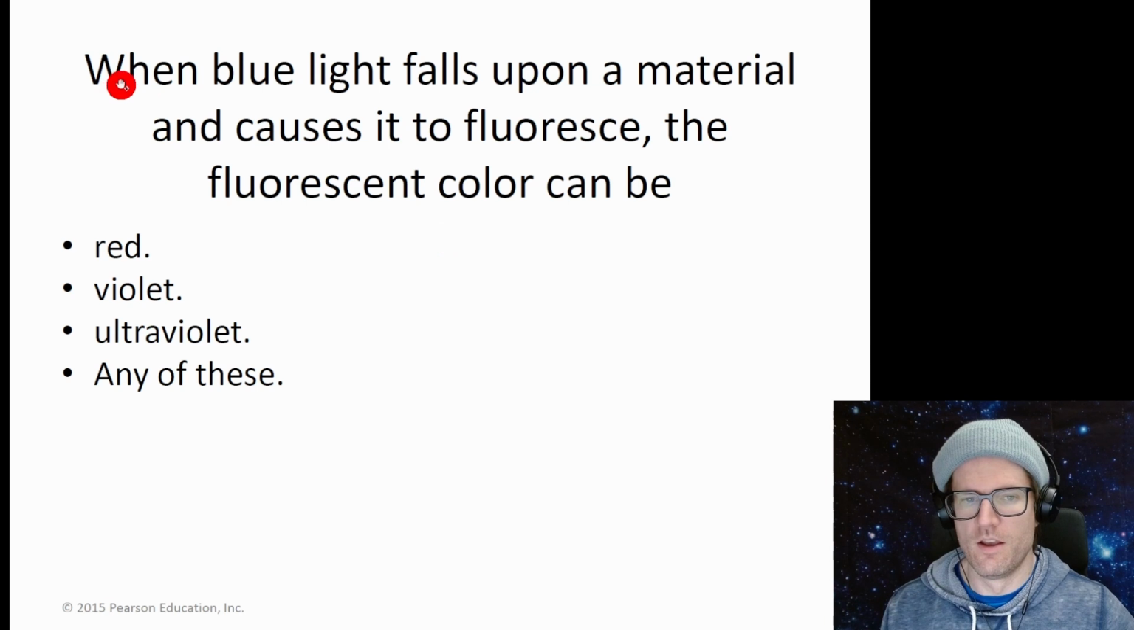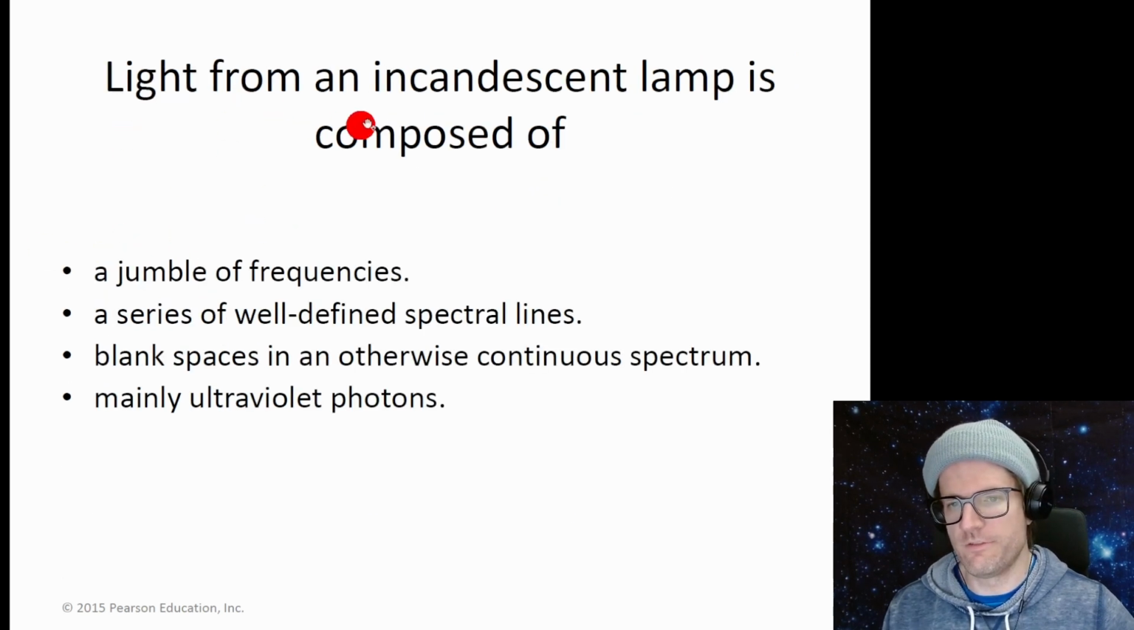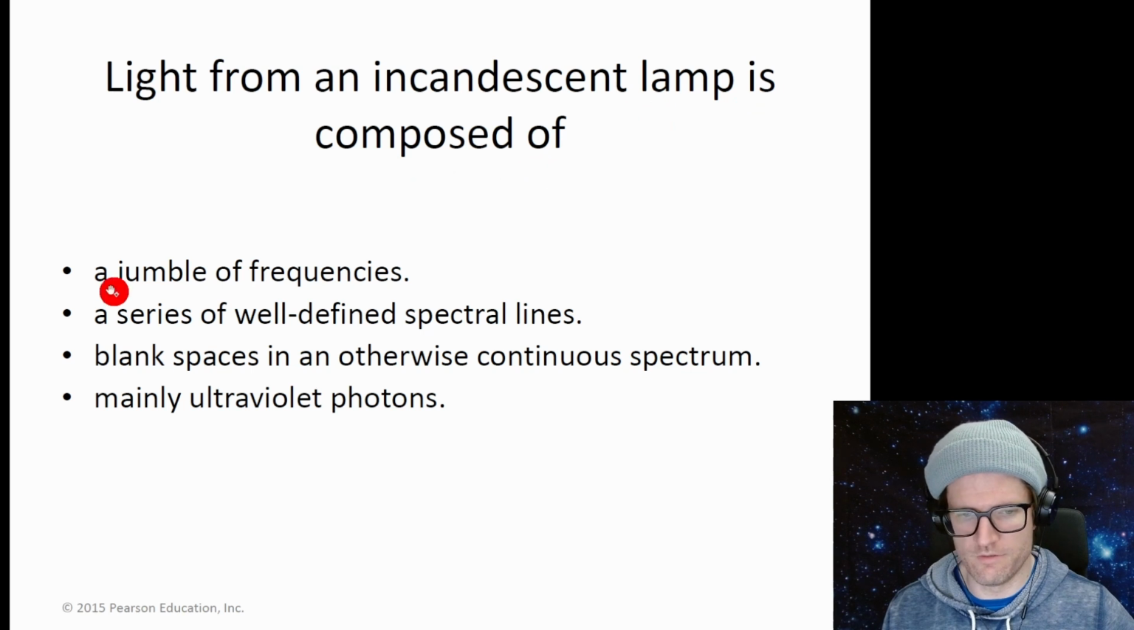When blue light falls upon a material and causes it to fluoresce, the fluorescent color can be, red sounds possible. Violet and ultraviolet are higher energy than blue light, so those are not possible, so it's got to be red. Light from an incandescent lamp is composed of a jumble of frequencies.